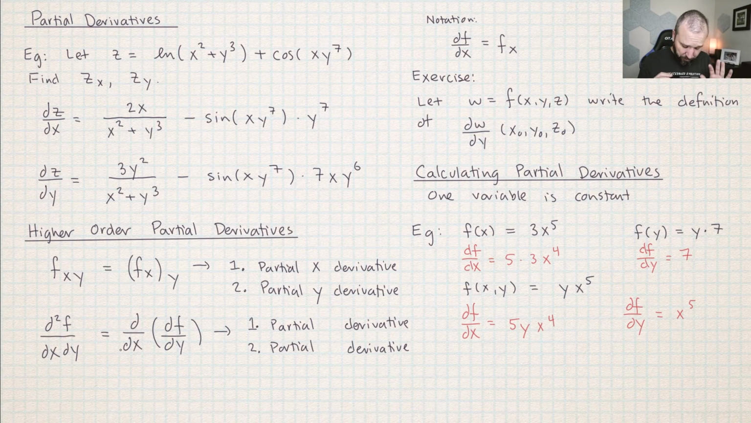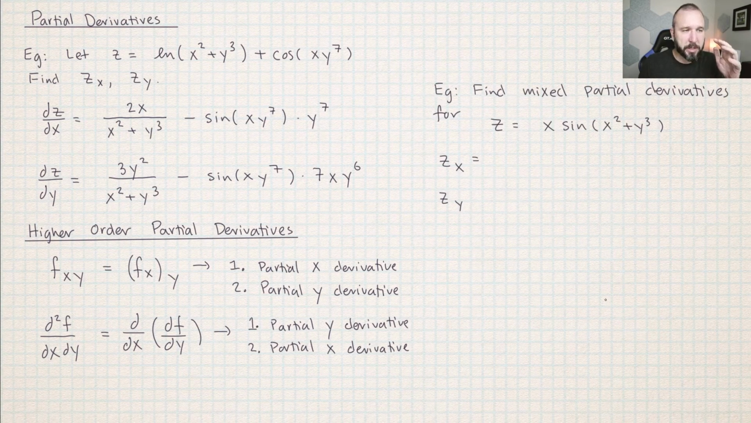But the cultural meaning of these symbols is that del 2f over del x del y means first you take the y partial derivative and then you take the x partial derivative. So it's a bit maddening that the same notation, like the same letter order, means two different orders of taking derivatives, depending on if you use subscript notation or Leibniz notation. But I think it's going to turn out to be okay. I'm going to do an example where we calculate these mixed partial derivatives.